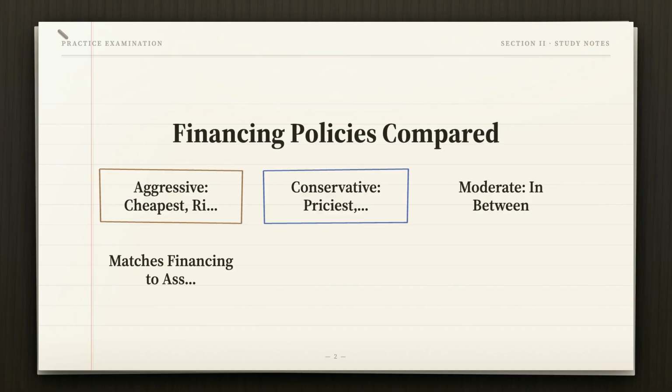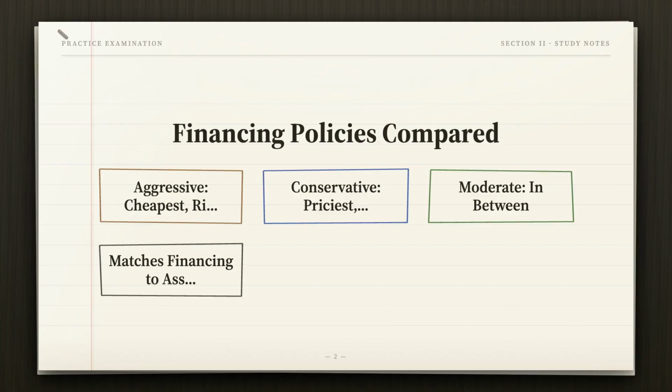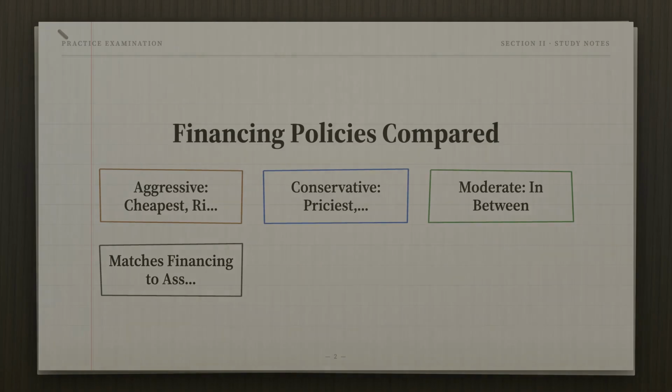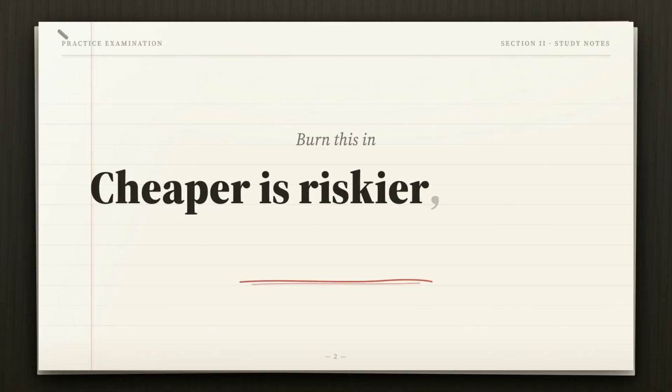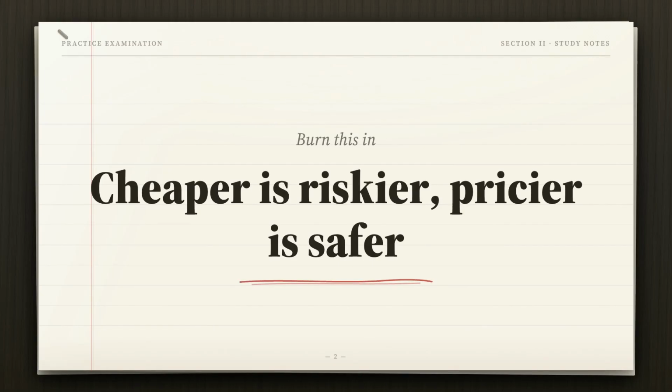The conservative policy pays up for long-term certainty, sometimes sitting on idle cash. The moderate policy just matches financing life to asset life without trying to profit from the yield curve. Never assume the cheap option is also the safe one. The discount on short-term debt is simply compensation for the extra risk the borrower agrees to carry.